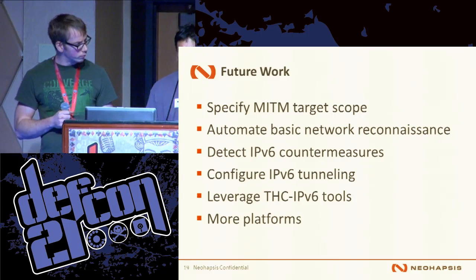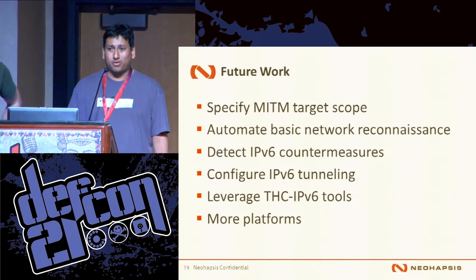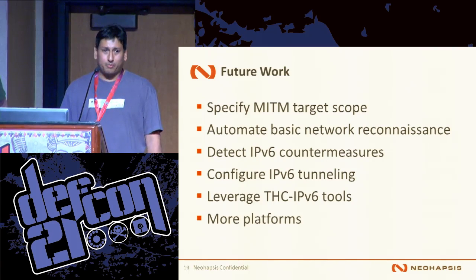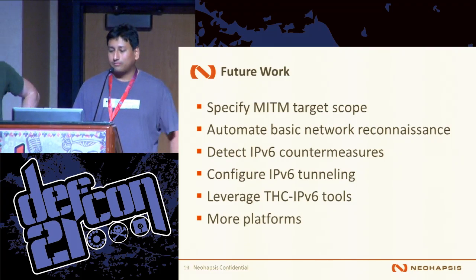We'd also like to figure out a way to detect if there are already IP version 6 countermeasures implemented on a network. For example, send out a router advertisement and then wait a specified length of time, and if nothing comes back, we can probably assume that our stuff's being blocked, that they have a protection enabled.